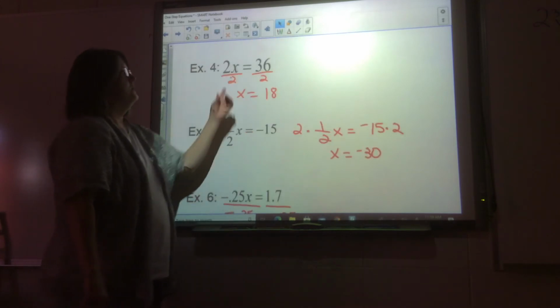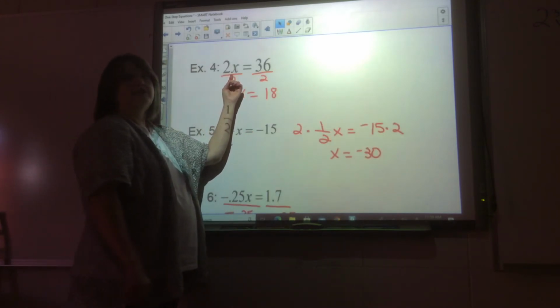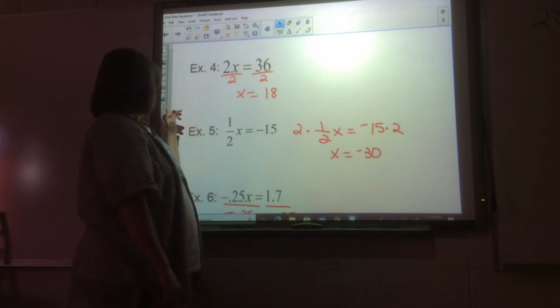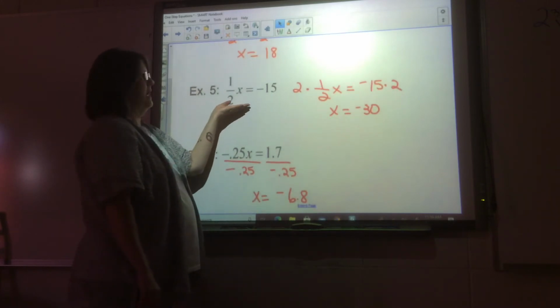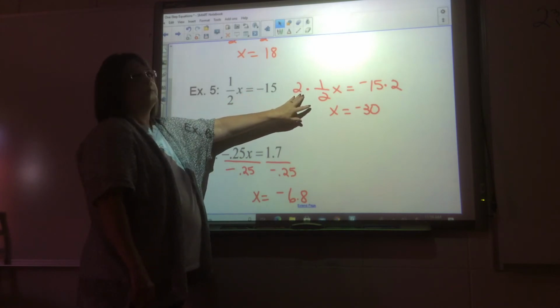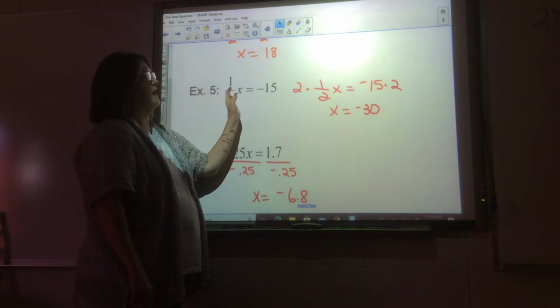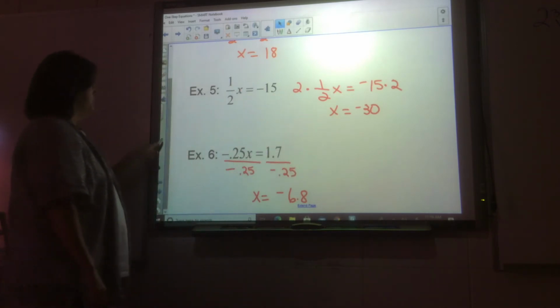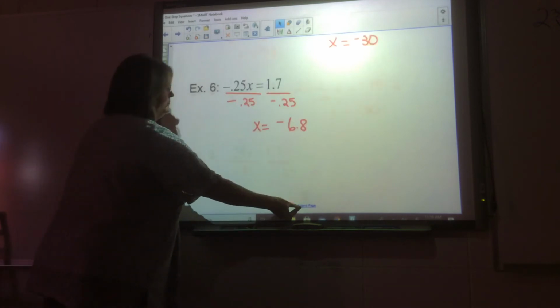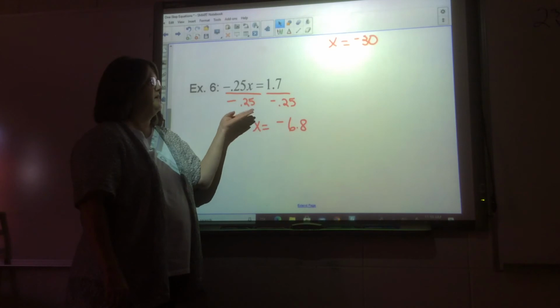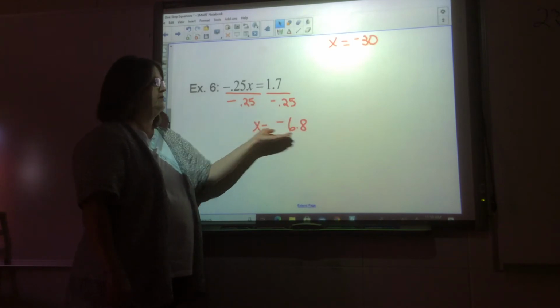All right, now this one is being multiplied by 2, so we divide by 2. X is 18. This one is being multiplied by half. Now, you can multiply by 2 or multiply by 2 over 1 to clear that fraction out, and that gives you this. And then we have negative 0.25x equals 1.7, divide by negative 0.25, and that gives you this.